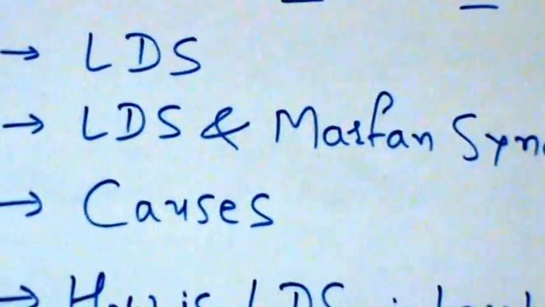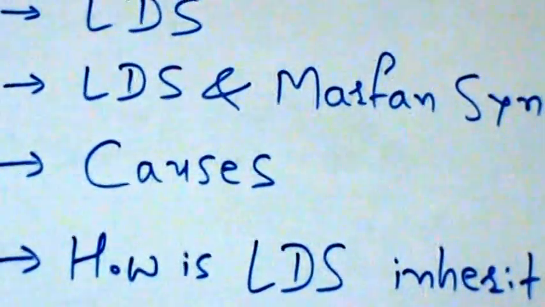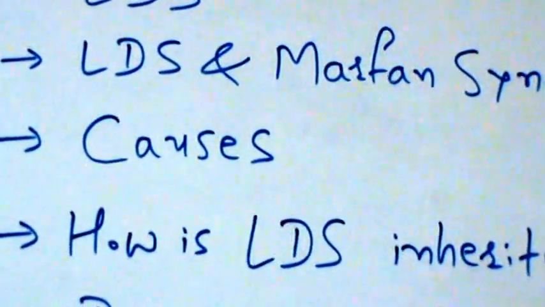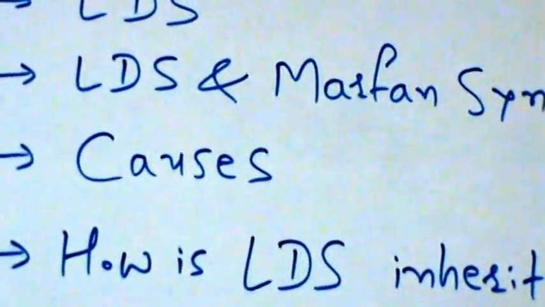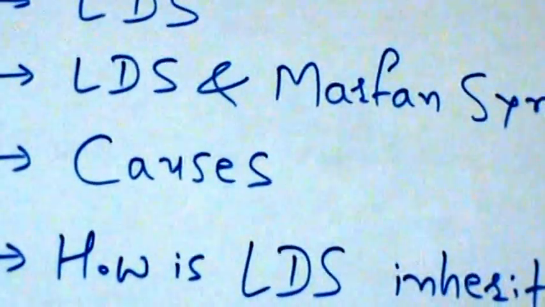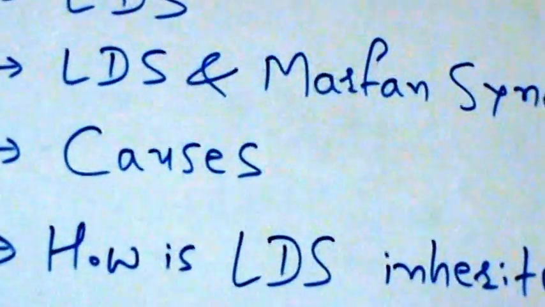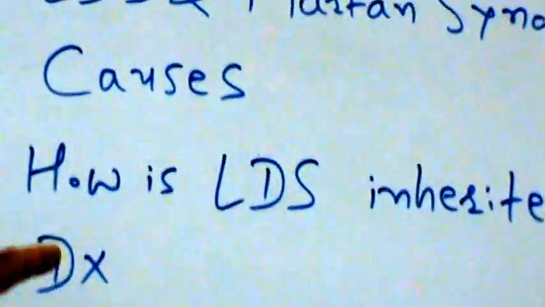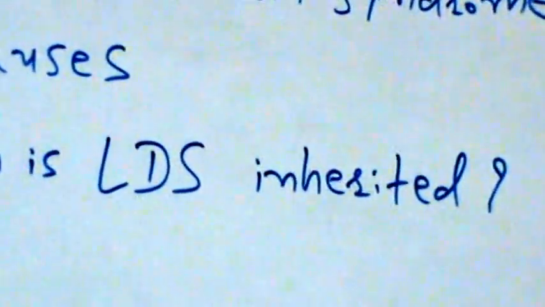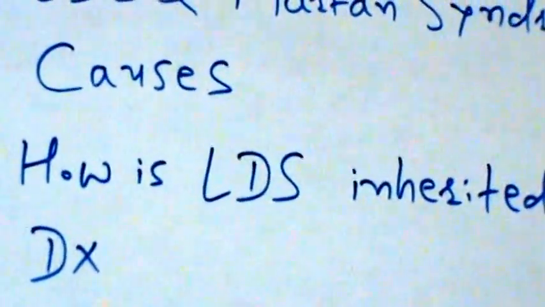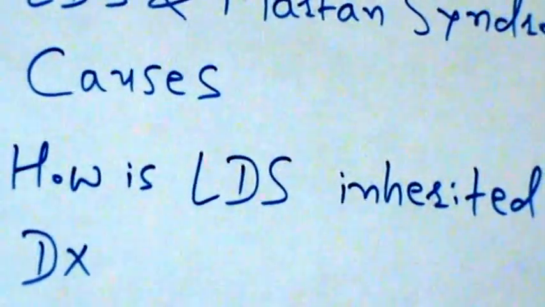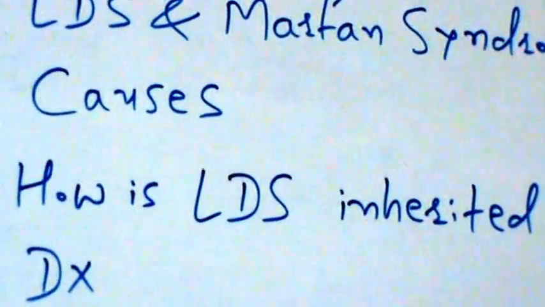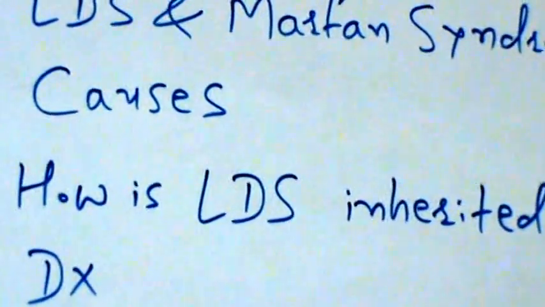Marfan syndrome is different from LDS in that the gene mutation which causes Marfan syndrome is, as we just reviewed in the prior session, fibrillin 1, FBN1, a protein within the connective tissue in the body. How is LDS inherited? People can inherit LDS, that is, it is passed down from a parent who has LDS. Others have a spontaneous mutation, that is, they are the first in the family to have LDS.